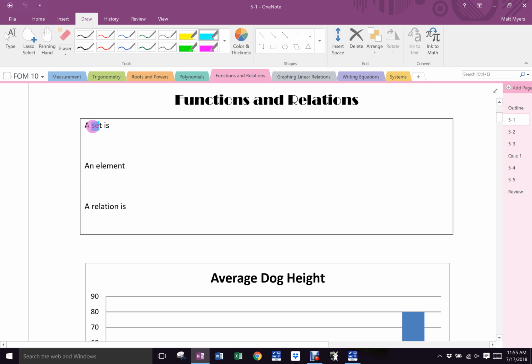These 3 words are important in that I'm going to be using them all the time in this unit. So you need to know what they all mean. A set is any amount of data. Data is just information.